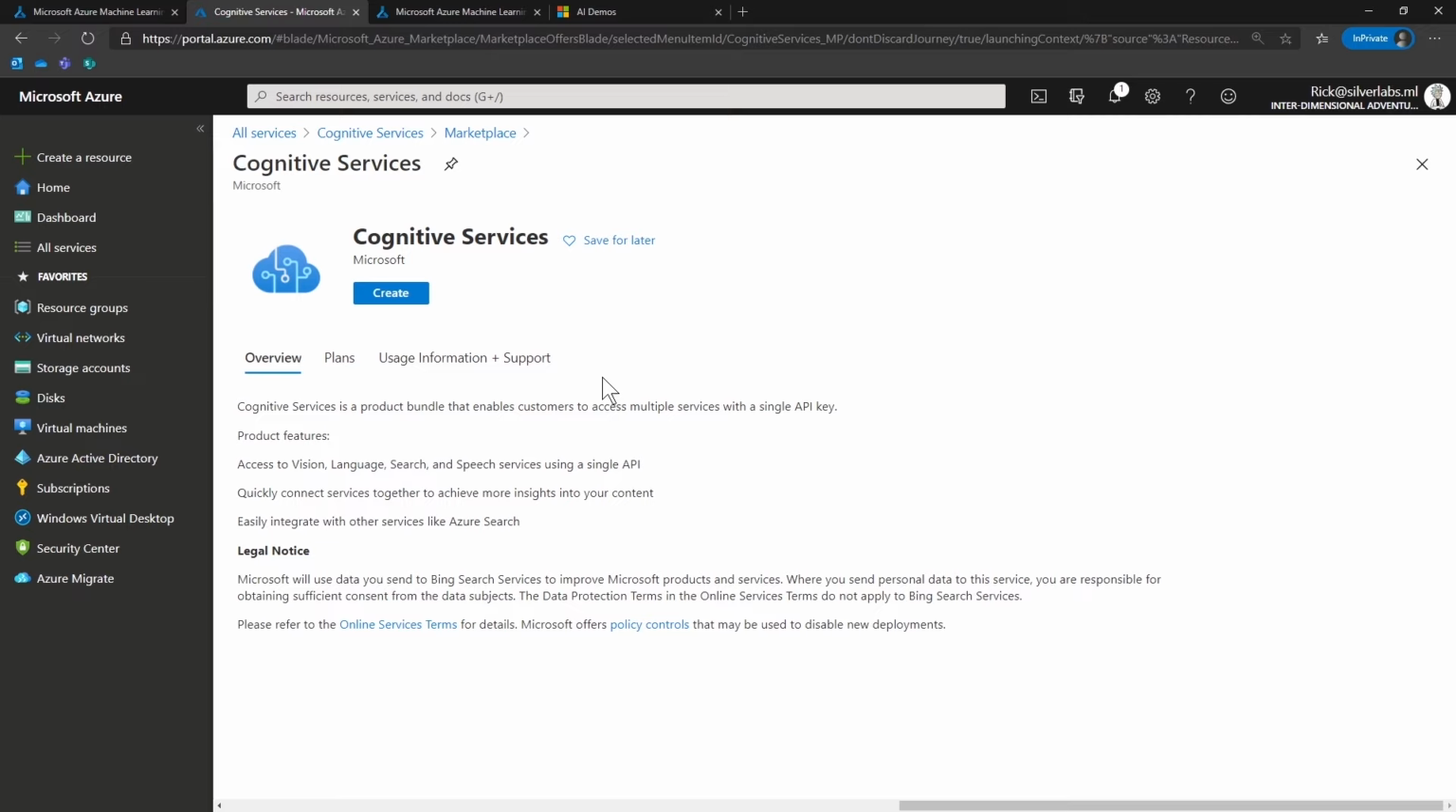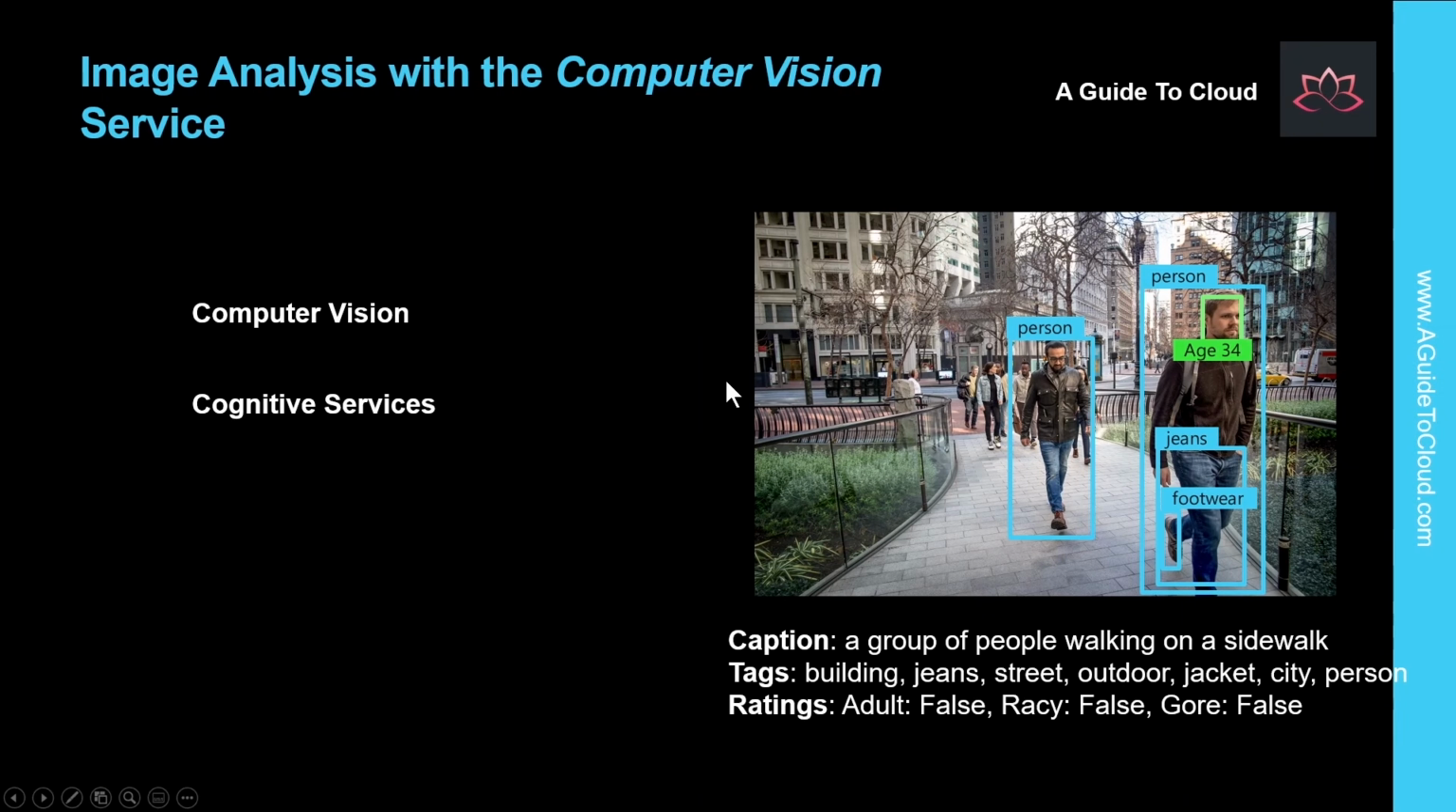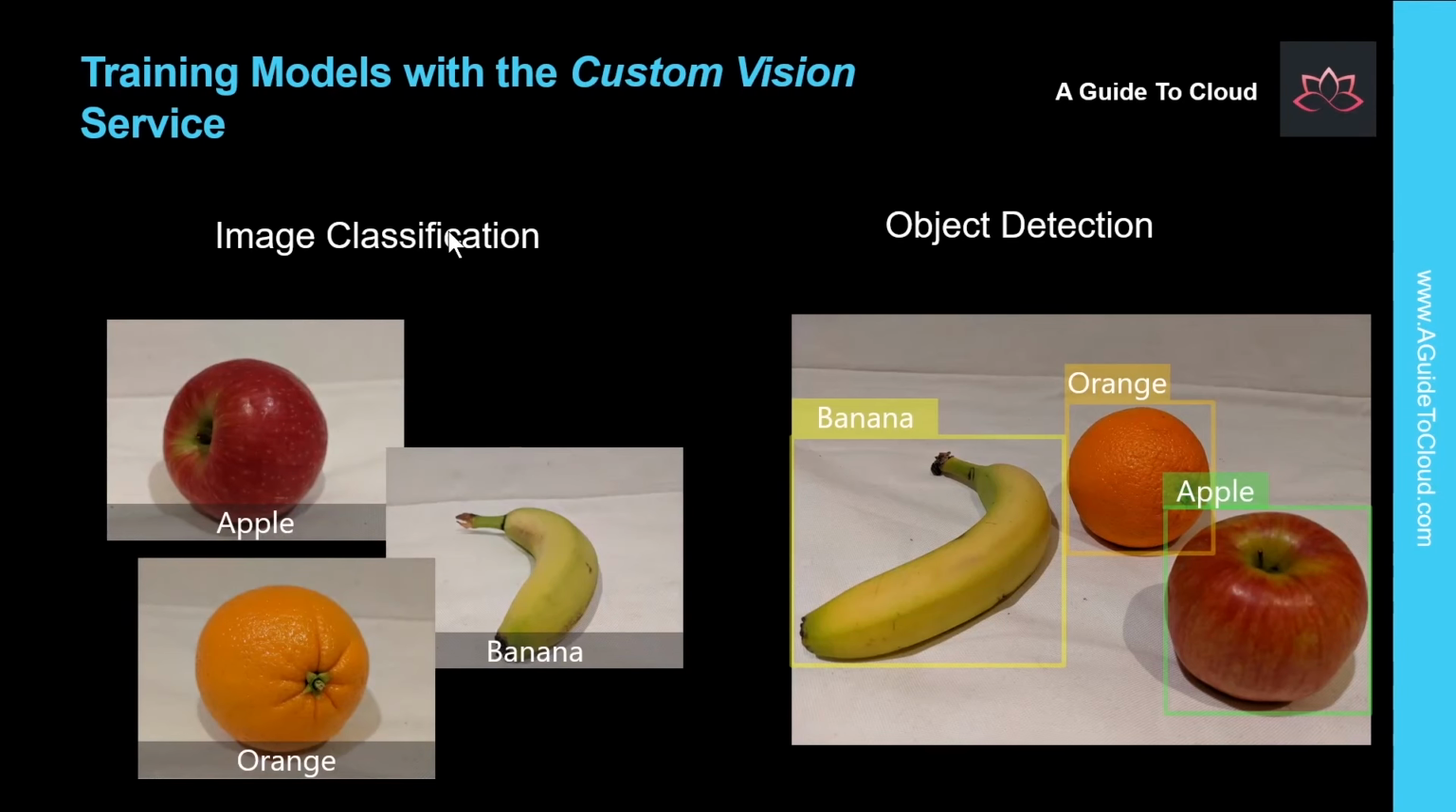Whichever type of resource you choose to create, it will provide two pieces of information that you will need to use it. Basically, it asks you for a key and the endpoint. A key is used to authenticate client applications, and an endpoint provides the HTTP address at which your resource can be accessed. Let's understand training models with the custom vision service.